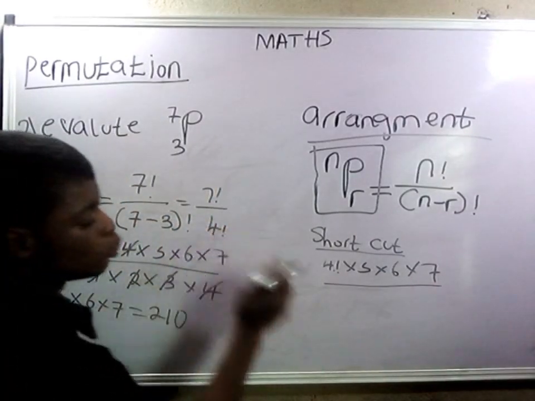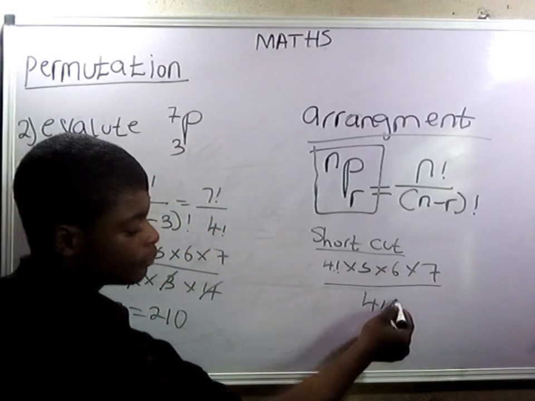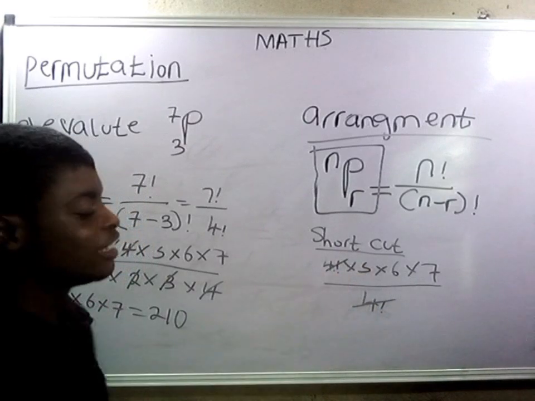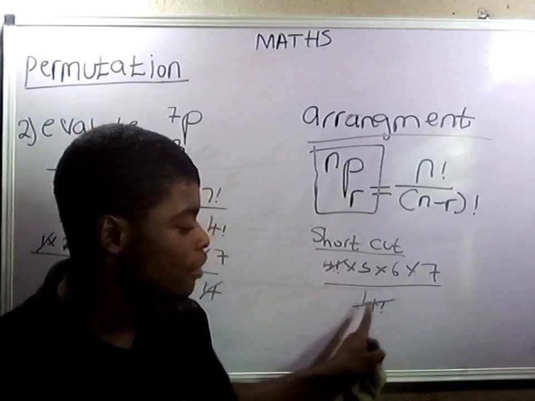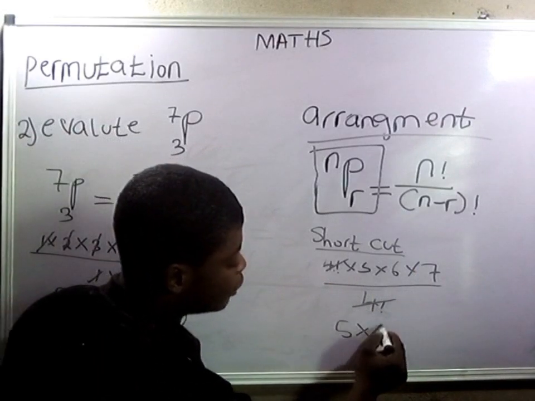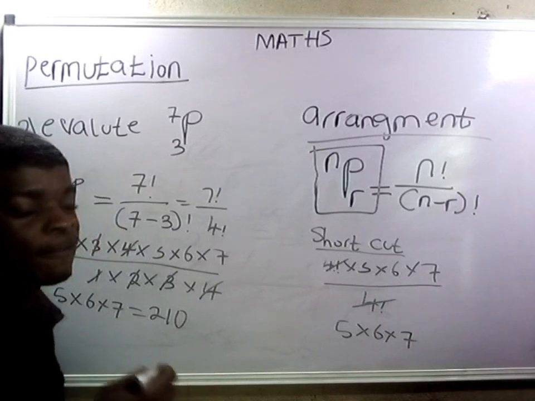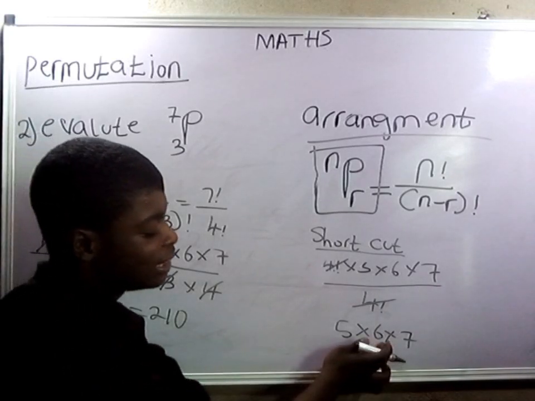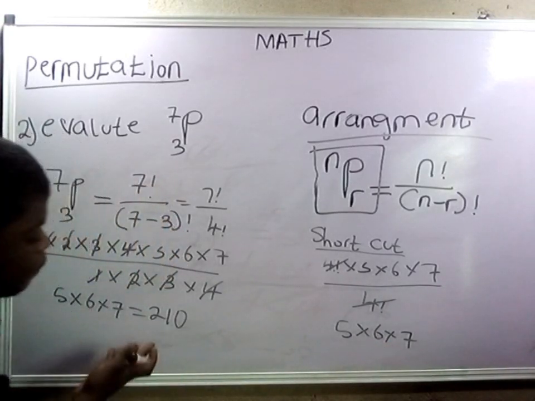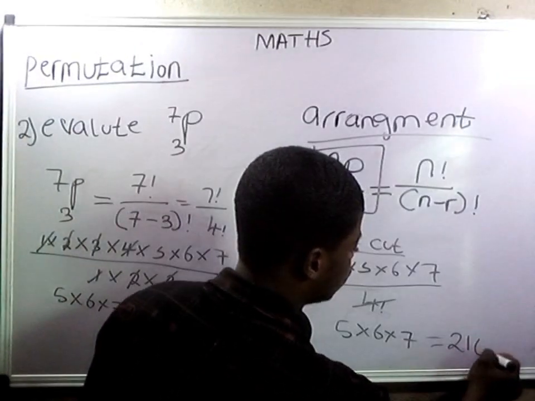So 4 factorial, you just put it without simplifying it. So if I cancel it, they are cancelable. So now I have 5 times 6 times 7 left. So that means 5 times 6 times 7. This is the shortcut you can apply when given time frame examination. So 5 times 6 times 7, you get the same thing here, which is 210.